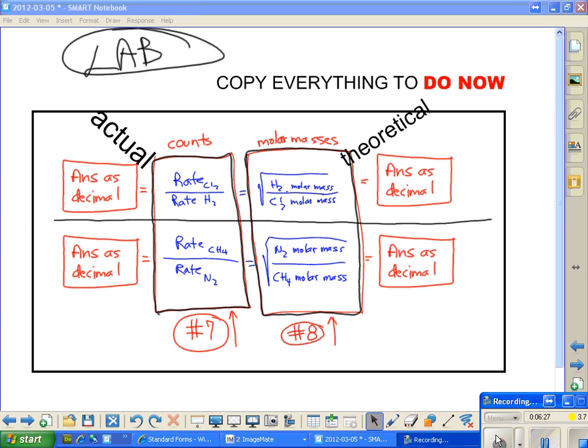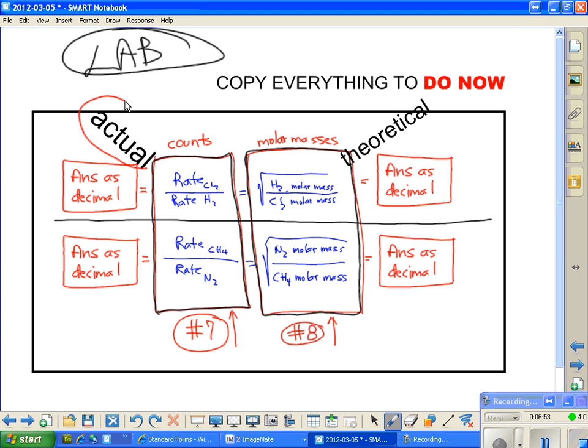Okay, the next thing we did before we turned things in was to look at our lab results. What I wanted to do was calculate the percent error in our actual versus theoretical. If you look at this diagram, I put this up on the board during the lab, and I wanted you to copy that down. I have added these two things here, actual and theoretical.